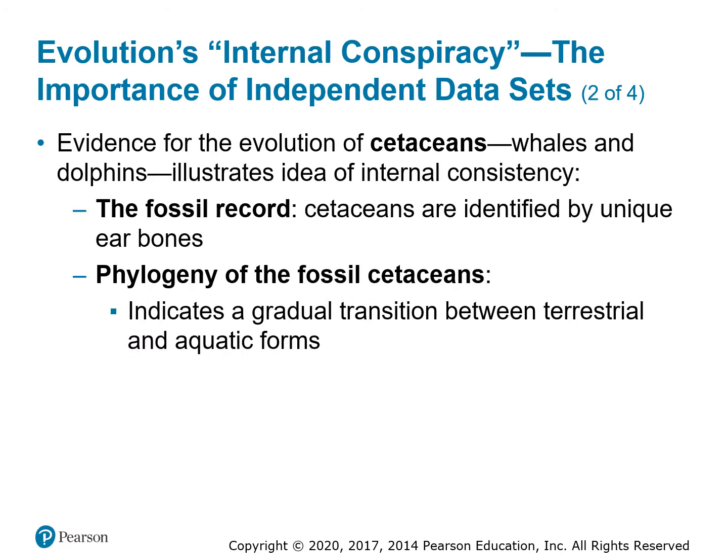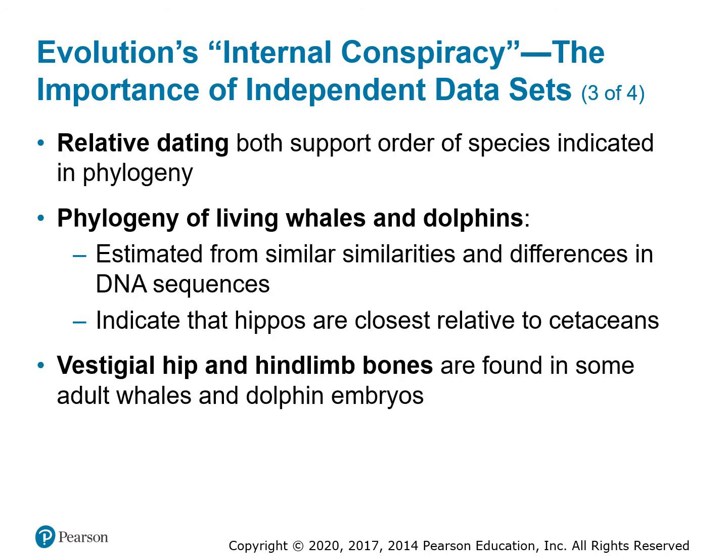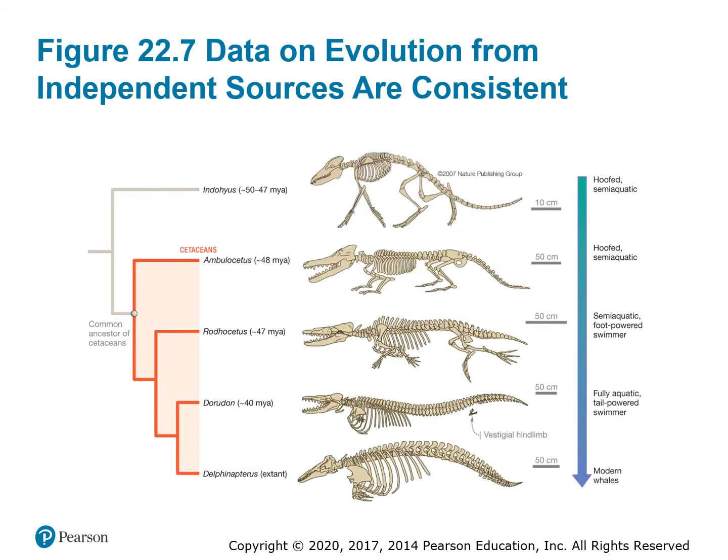One of the evidences that we see that has this internal consistency is the evolution of cetaceans, which are your whales and your dolphins. The fossil record identifies very peculiar features in the ear bones, and it can actually be traced back to some terrestrial or semi-terrestrial aquatic forms of organisms. For example, I think the hippo is the closest living relative to both whales and dolphins, and it is in fact. And of course, you see some of the bones that you see in a hippo modified in whales and dolphins. And again, here's just a little diagram that shows you a transition between a hoofed semi-aquatic organism to the modern whale.